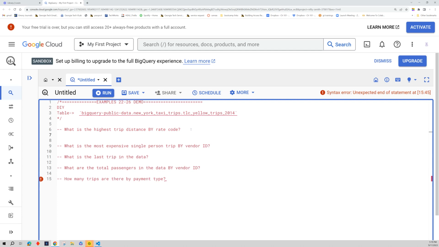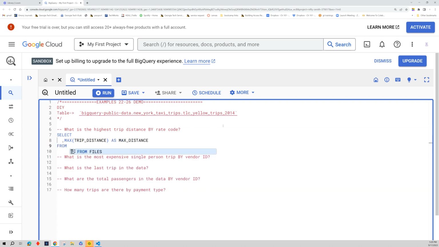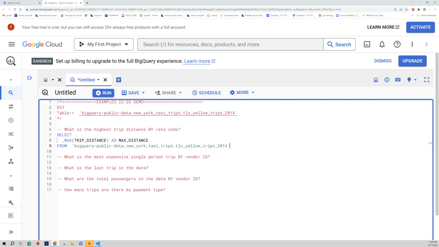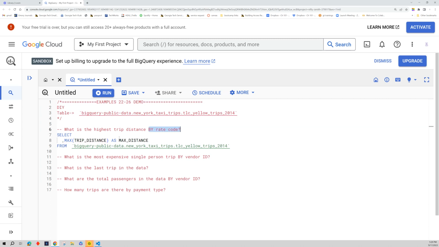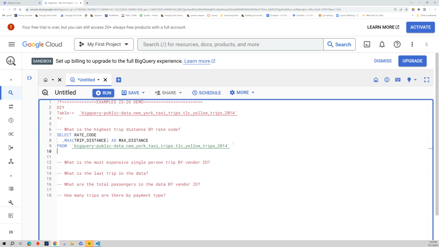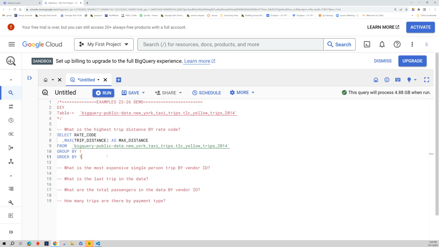So we know trip distance is going to be our aggregate function. We want max trip distance as max distance from our table here. And we want it by rate code. So rate code is going to be our first column, and that's what we're going to be grouping by. And we're going to do group by one, and then I'm just going to order by one just so it looks nice and organized for me. Okay, I get the green check mark. It says that I can run it. Let's do it.